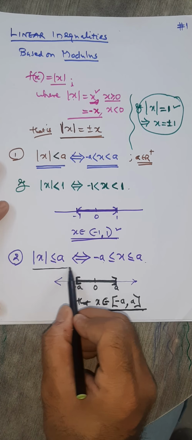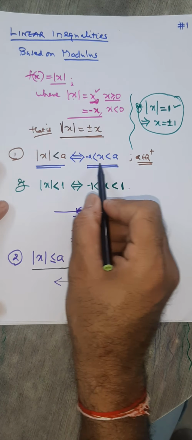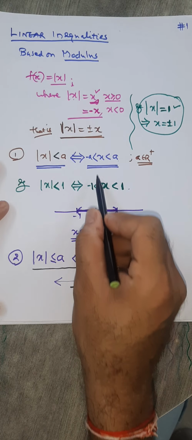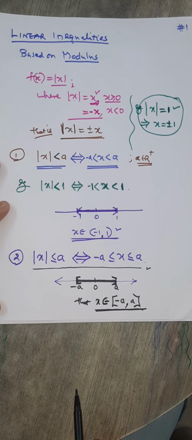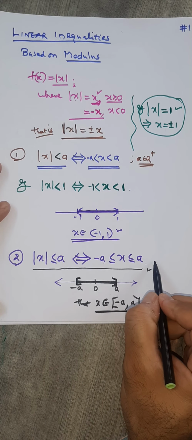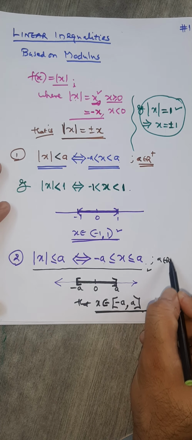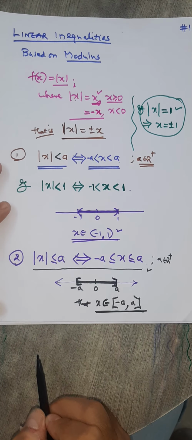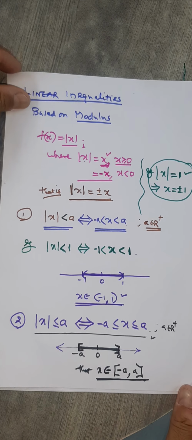What's the difference between this one and this one? The only one number. Here you have open interval minus a to a. Here you have closed interval minus a to a. Fine. This is one thing. Here a is always positive, remember. a is always positive, like 2 here.